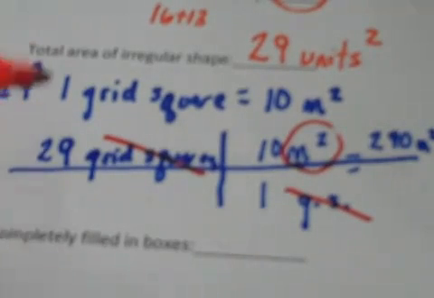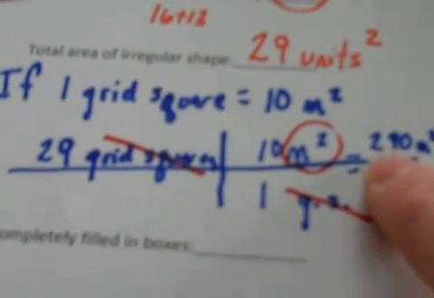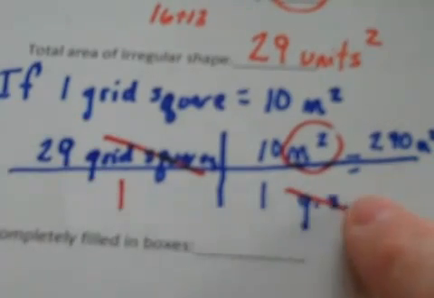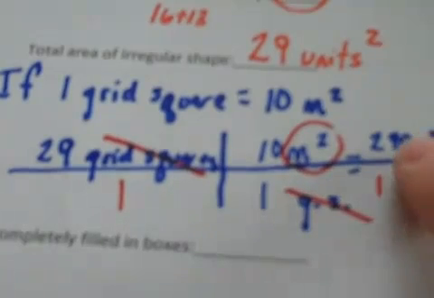Now remember, the only thing you have left to do is multiply straight across. 29 multiplied by 10 is 290, and then I'm going to put on my label of meters squared. 1 times the invisible 1 under here is also 1, and 290 meters squared is the area that this particular picture would represent if this were representing a lake on a map.